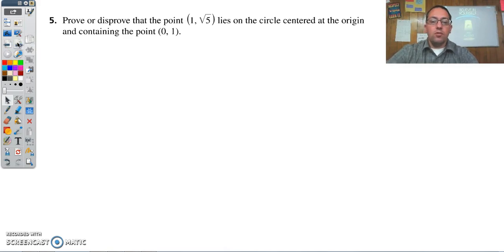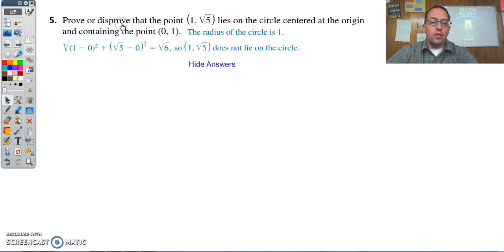So what I want you to do is prove or disprove that the point 1, square root of 5 is on a circle centered at the origin, and that contains this point. All right, pause the video, work that out, then come back and check it. All right, let's see how you did. Here we go. Looking at this, we have a radius of 1.